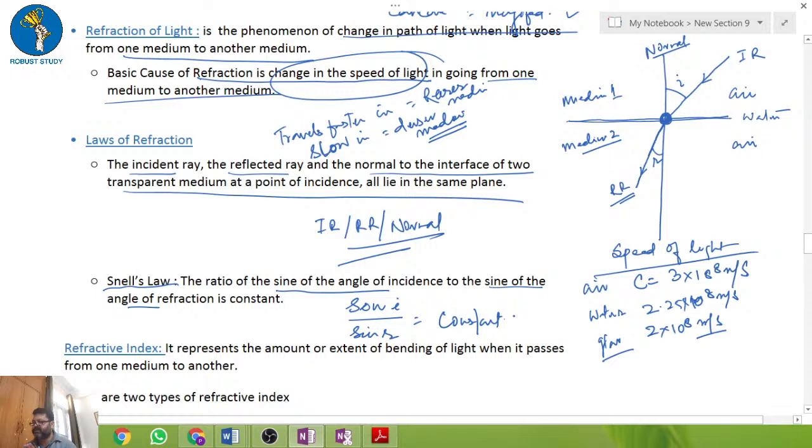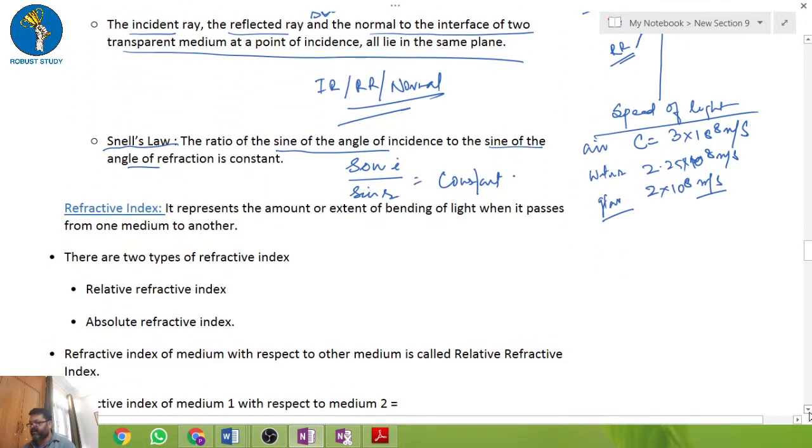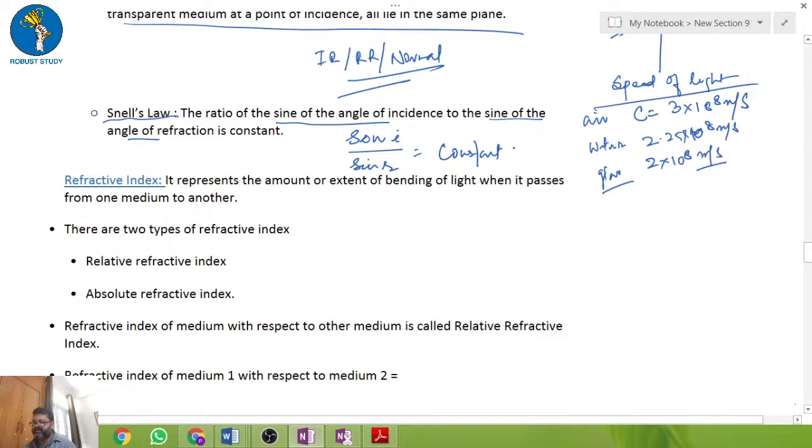So we discussed reflection of light, we discussed the speed of light, we saw whether light is faster or very slow. We saw two laws of reflection, and we also discussed Snell's law. Now next is an important concept which is very much related to Snell's law and the law of refraction. So what is that concept called?